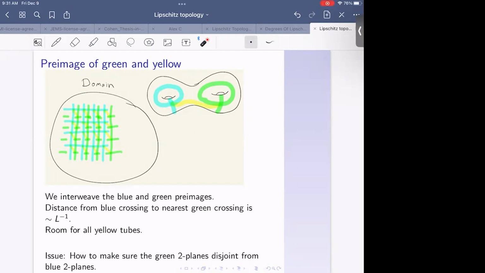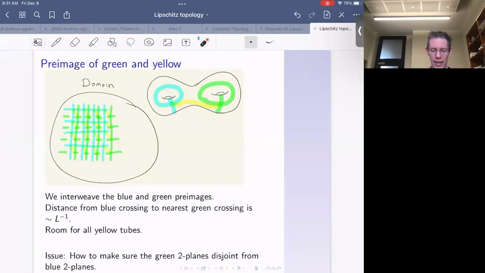Yeah, but they seem to intersect, because it's a two-dimensional object and in four-manifolds, so they tend to intersect, right? Yes, right. Okay, so that's the new problem. So this green thing represents a 2-plane. This blue thing represents a 2-plane. We're in a 4-manifold. So generically, it seems like they should intersect. And that's a problem because they're not allowed to intersect. Since the blue set is disjoint from the green set, their preimages have to be disjoint. So we have a new issue when we try to put them on top of each other. How do we make sure that the green 2-planes are disjoint from the blue 2-planes?